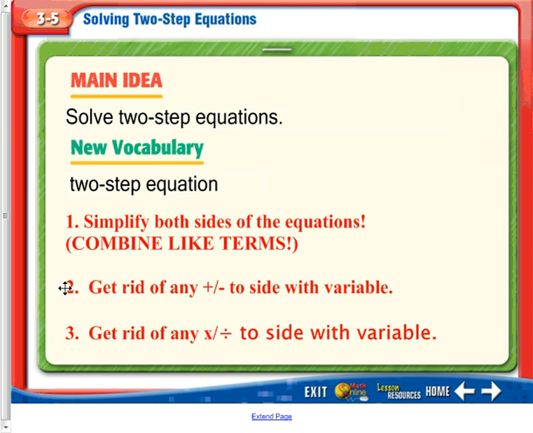But step 2 is really important here: we're actually going to get rid of any addition or subtraction to the side with the variable. When we think of our order of operations, we have P, E, M, D, A, S, PEMDAS. Normally we do our multiplication and division first and our addition and subtraction at the end. But when we're solving equations, we actually have to work our PEMDAS backwards. So we need to get rid of addition and subtraction first, and then we'll take care of our multiplication and division.